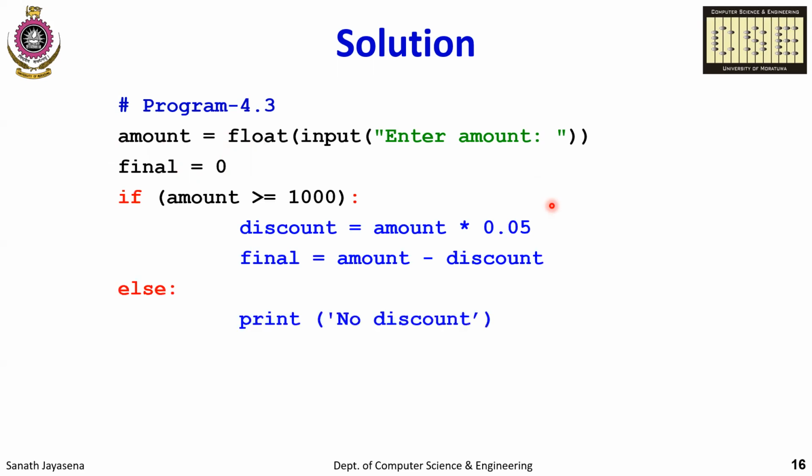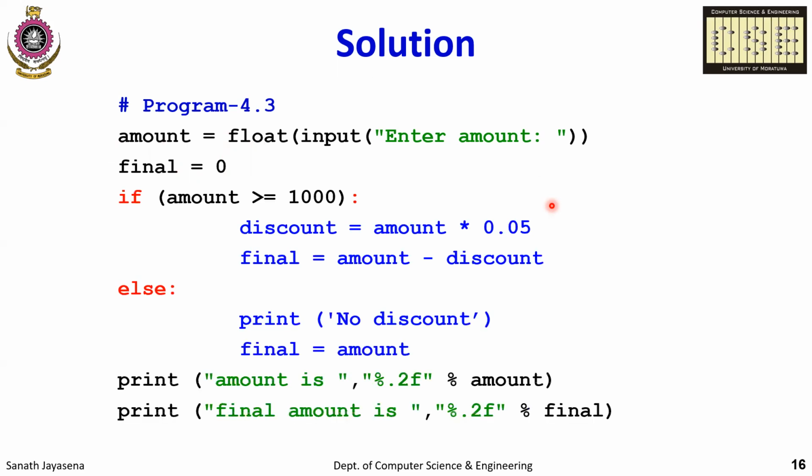Else, you say print no discount. Final is equal to amount. And going out of the if clause, we display the value of amount, which is correctly displayed with 2 decimal places. And then the final amount is also displayed here, which is set to the correct value here or here. So that is the final amount. All right.